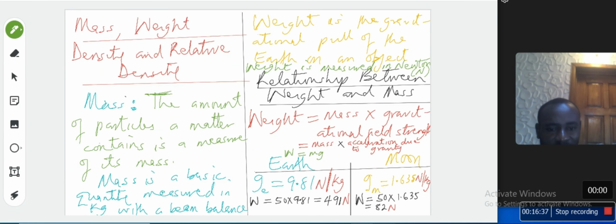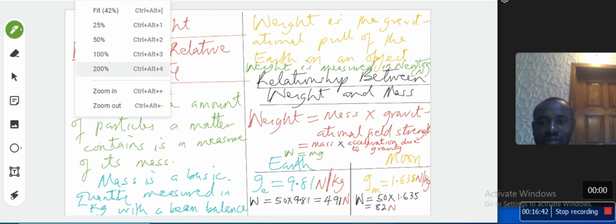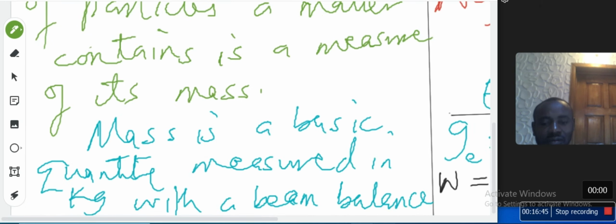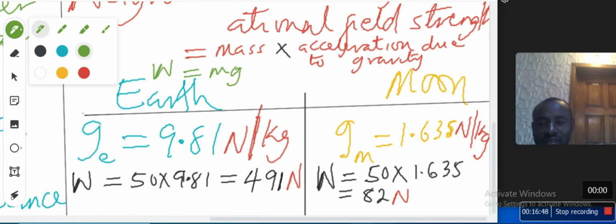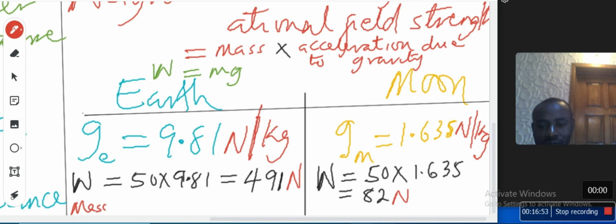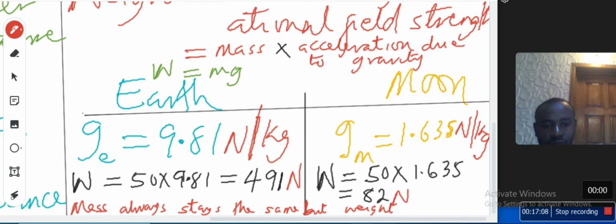Did I mention that mass stays the same while weight changes? Please let me note it down here. I think I need to zoom in so that we can capture that. Note: mass always stays the same, but weight changes.